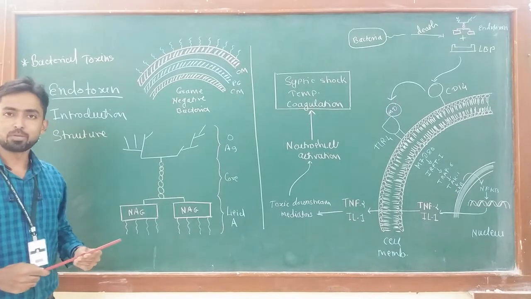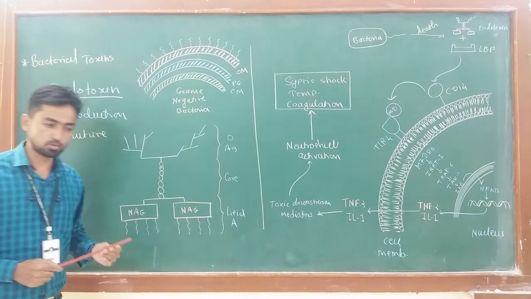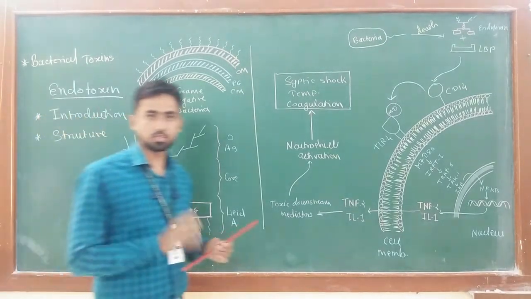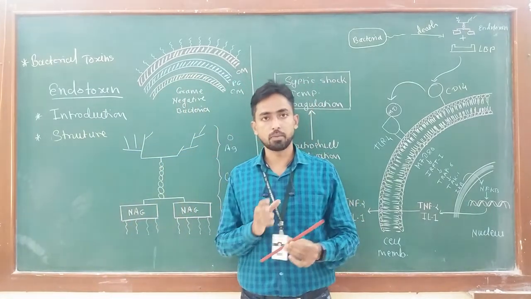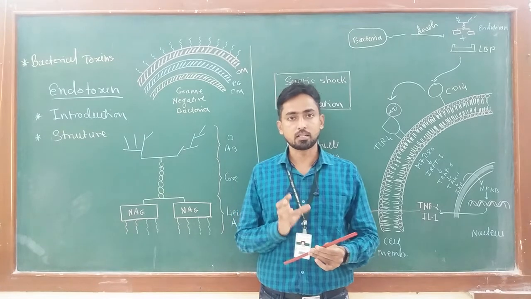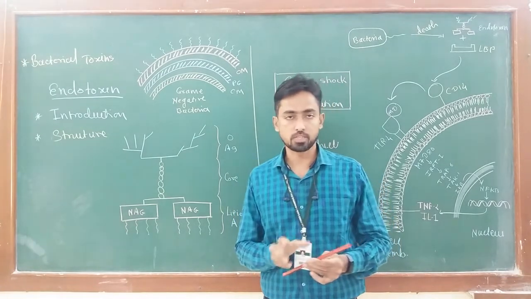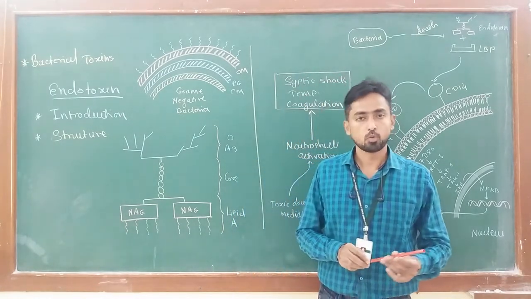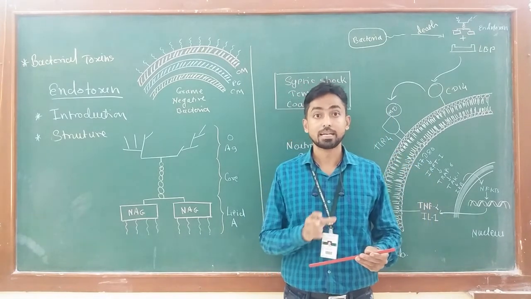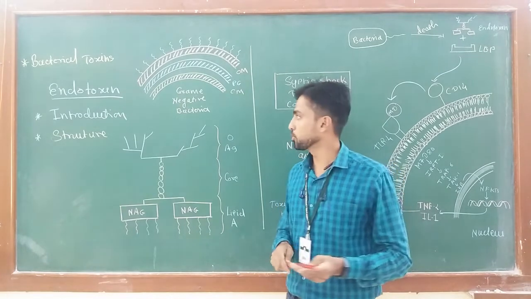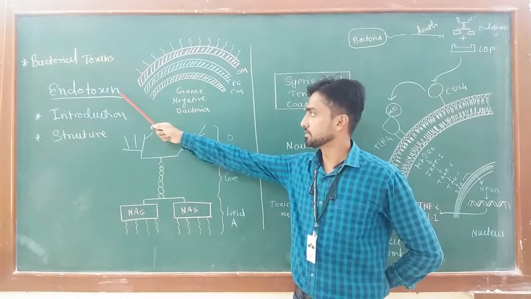Hello friends, in my previous three videos I explained about the exotoxins, which are small molecular weight proteins or glycoproteins produced by bacteria that alter the metabolic pathway in our body, which ultimately leads to disease conditions. We have discussed the mode of action of cholera toxin, diphtheria toxin and tetanus toxin. In this lecture I am going to focus on endotoxins.